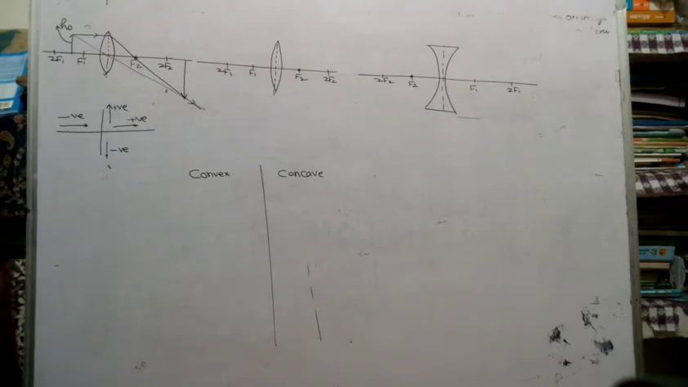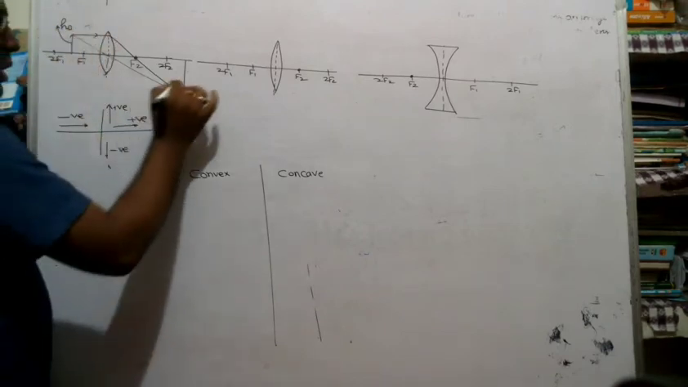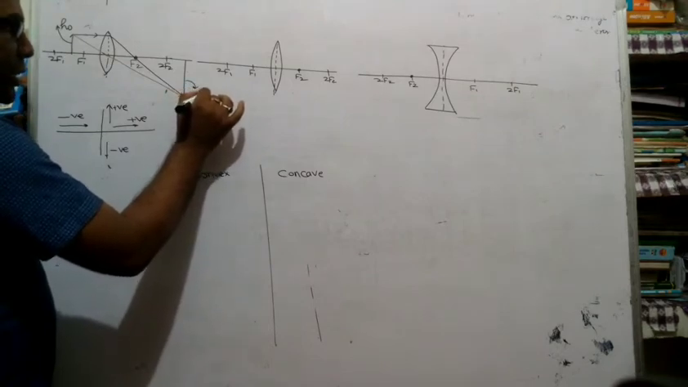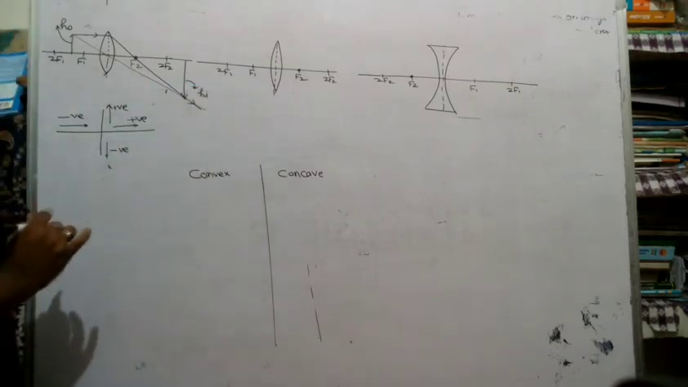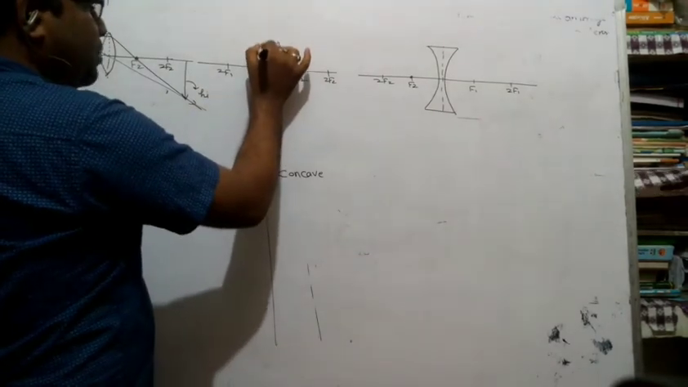So just mic off. This is the height of the object HO, and this is the height of the image HI. Okay, this is the first point beta. Now this is the second diagram.